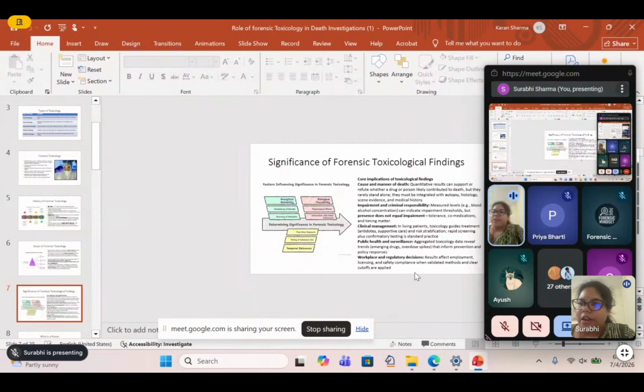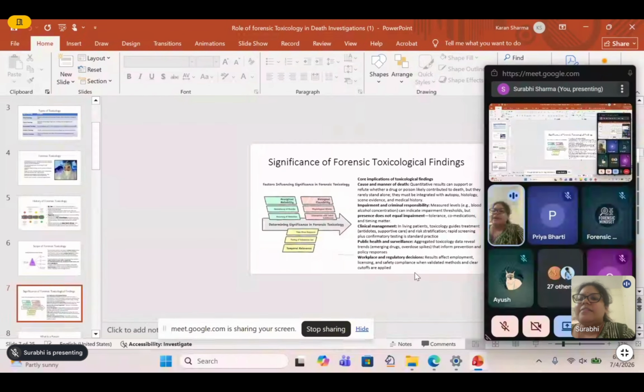Then we have clinical management. In clinical management, we see living patients; toxicology guides treatment and antidotes, what antidotes should be given to the person, as I gave you the example of snake venom earlier. These are the things that clinical people do, and it comes under clinical toxicology.